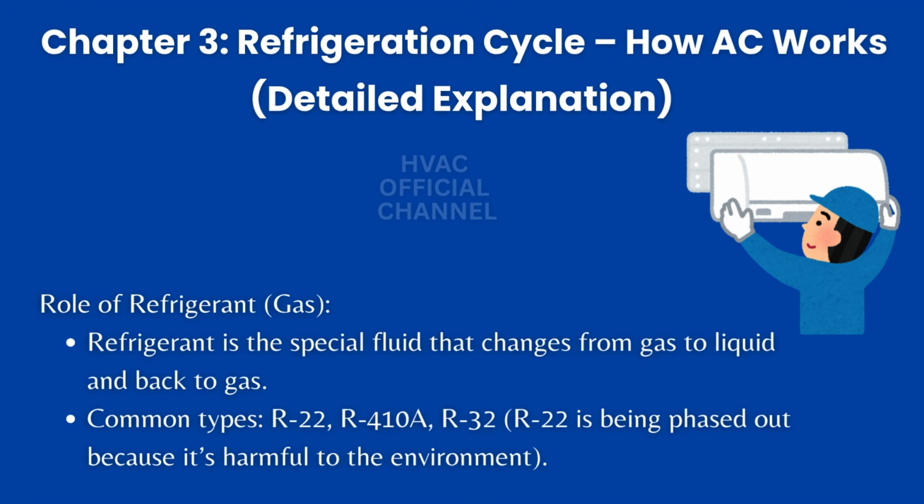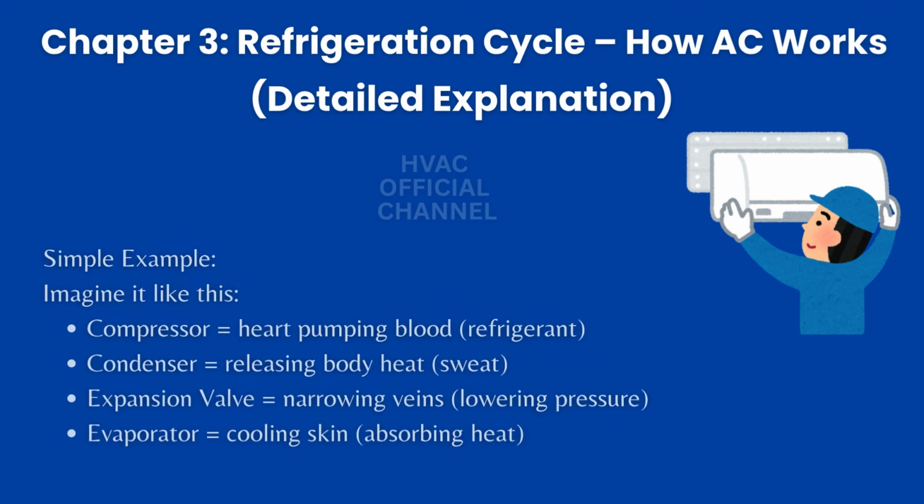Role of refrigerant, gas. Refrigerant is the special fluid that changes from gas to liquid and back to gas. Common types: R22, R410A, R32. R22 is being phased out because it's harmful to the environment. Simple example. Imagine it like this. Compressor equals heart pumping blood. Refrigerant, condenser, equals releasing body heat, sweat. Expansion valve equals narrowing veins, lowering pressure. Evaporator equals cooling skin, absorbing heat.